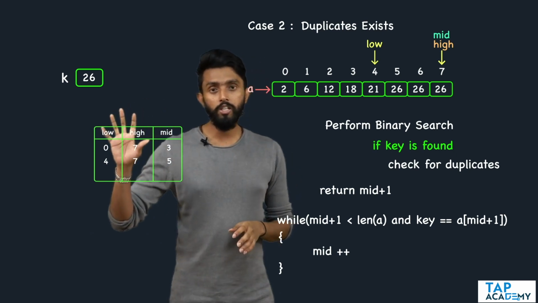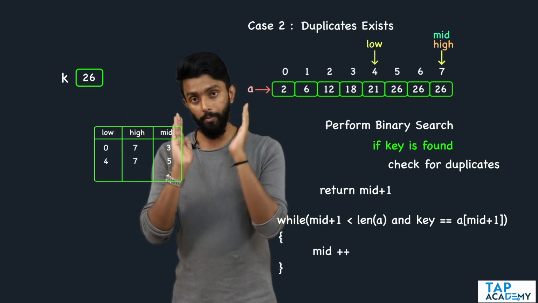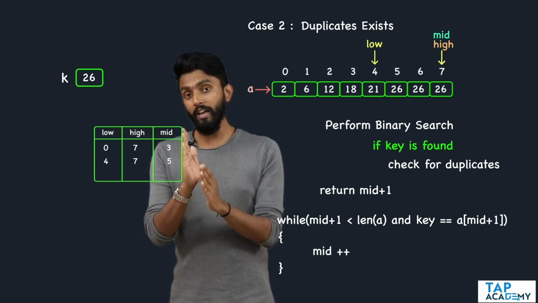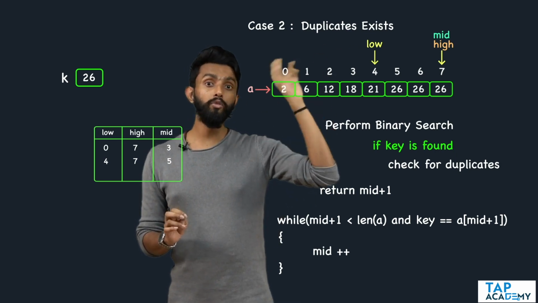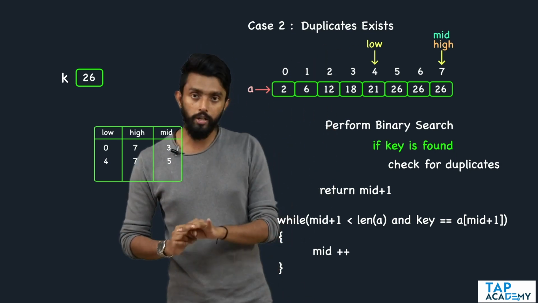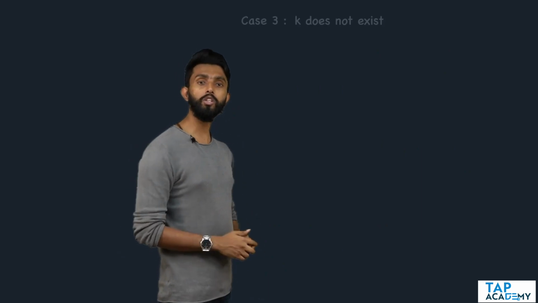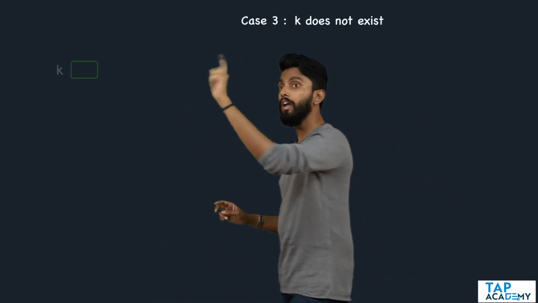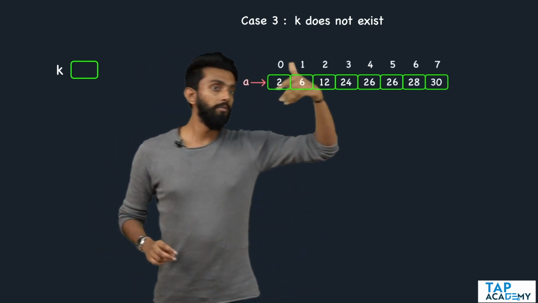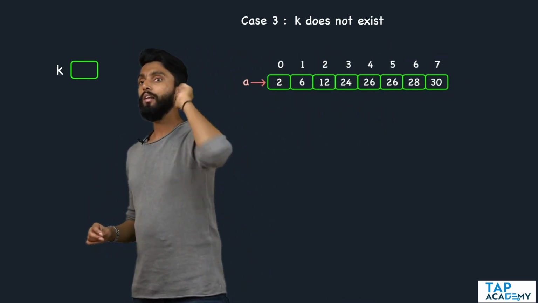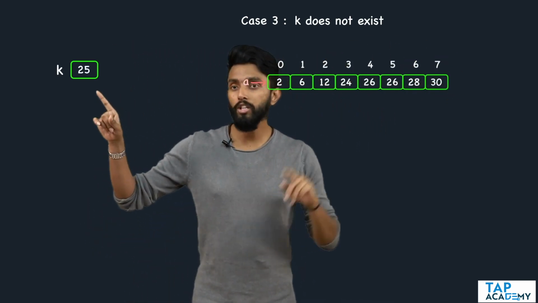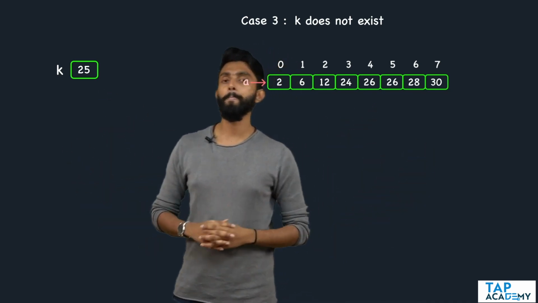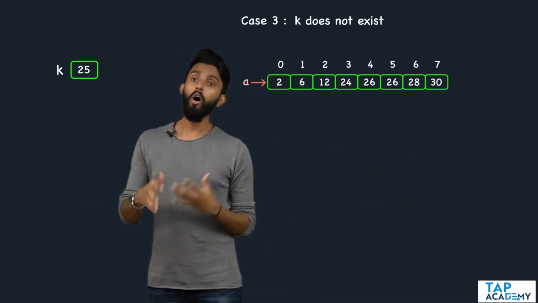Yes. First case, we checked whether that element is present. Second case, we checked if duplicates exist. So naturally, the third case will be such a case where the element does not exist. K does not exist. I am changing the array a little bit for you, and K value is now 25. Is 25 there? Not there. Now what will happen?